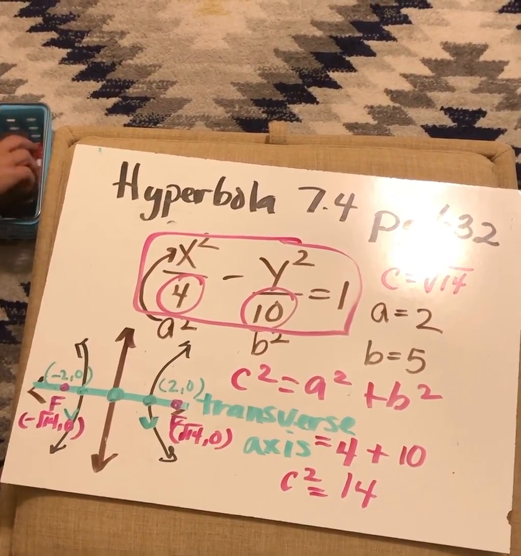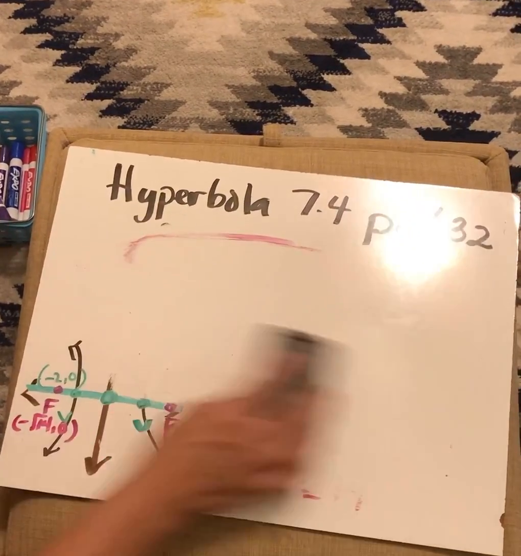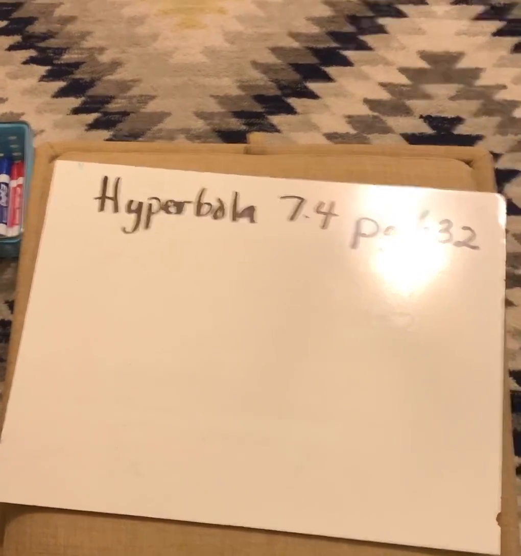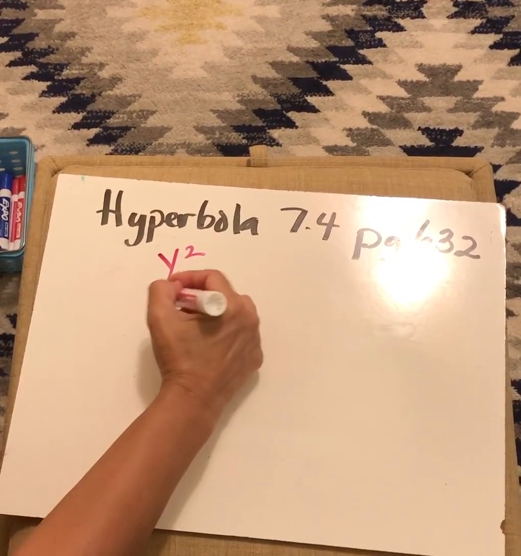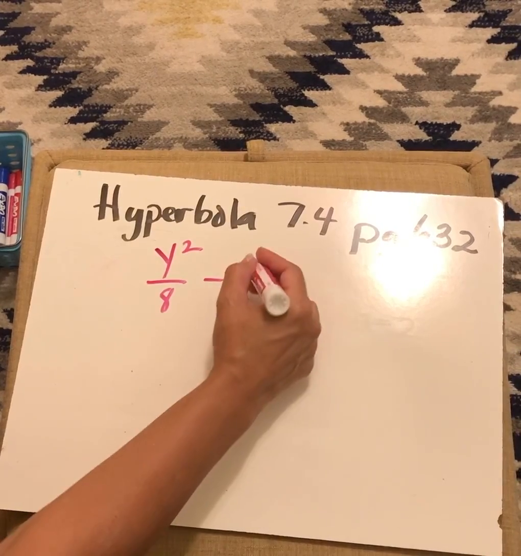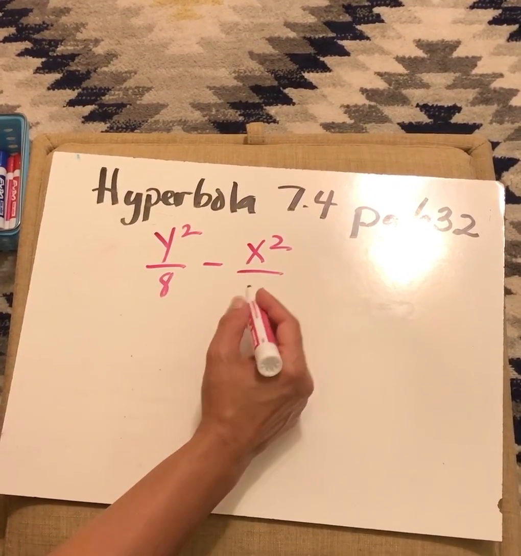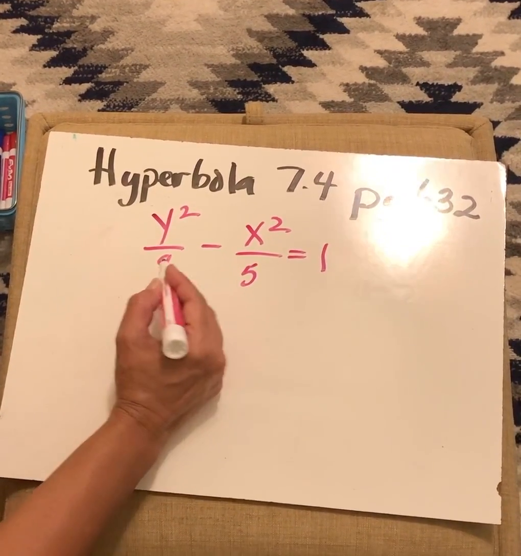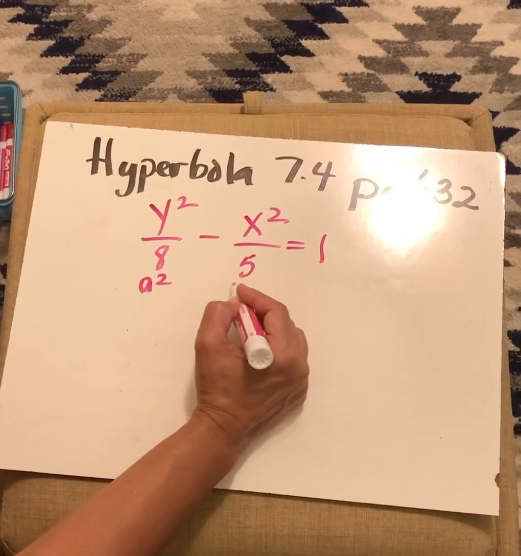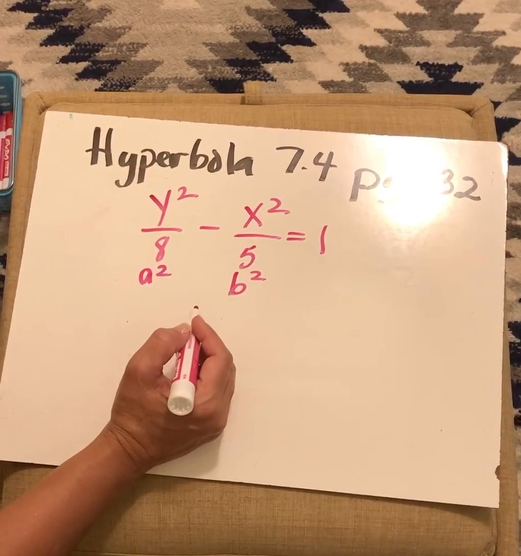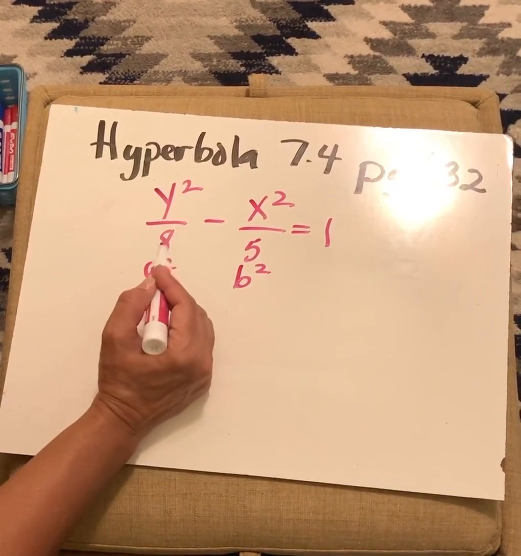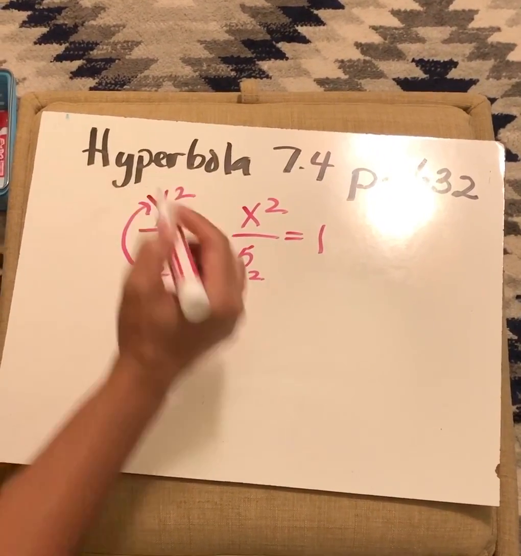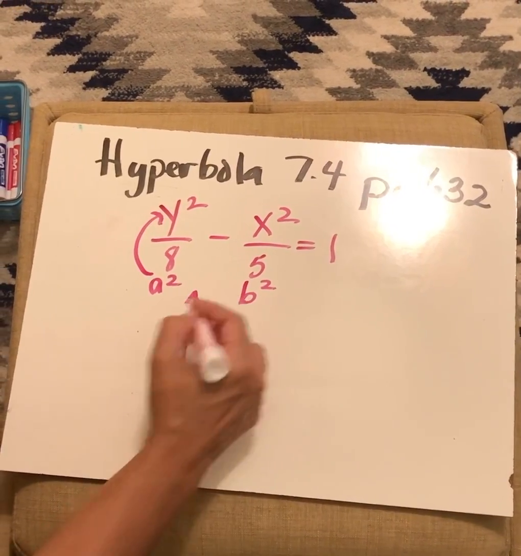Let's do one more of this type of example. Given this equation of y squared over 8 minus x squared over 5 equals 1. Again, the order stays consistent in that this is a squared and this value here is always b squared. It's not like the ellipse where a squared was bigger, but this is always your a squared and this is your b squared. So since a is under the y, a sketch of the graph would look like this.